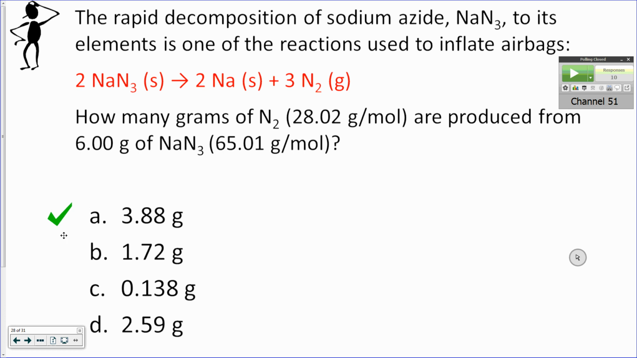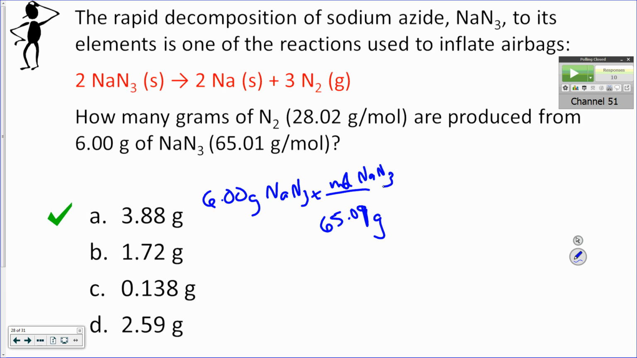Being choice A. Okay, I'm not going to go through the whole thing completely, but I will quickly show you for the couple that didn't get it how to set it up. All right, so we know a reagent. We've got 6 grams of sodium azide. First thing I want to do is go from mass to moles of it. Sodium azide is 65.011 grams per mole. And now, what's the key thing I have to put in here?